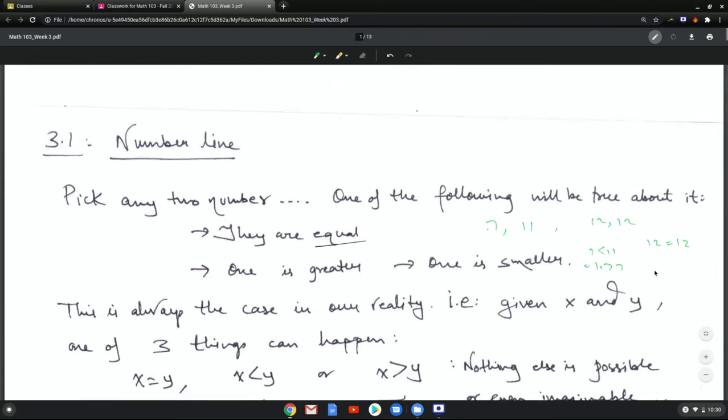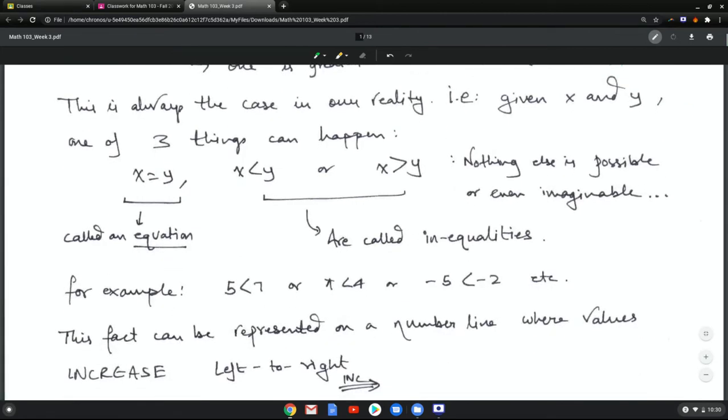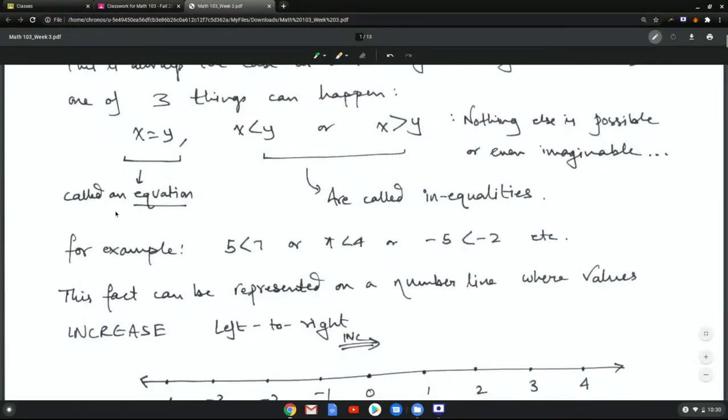That is, given x and y, one of three things can happen: x equals y, x less than y, or x greater than y. Nothing else is possible or even imaginable. The x equals y case is called an equation because it's an equal sign. And the other two cases, x less than y or x greater than y, are called inequalities because they're not equal, they're unequal. For example, 7 less than 5 less than 7, pi less than 4, or negative 5 less than negative 2. I'm just pointing out here that with negative numbers, it looks like 5 is bigger, but negative 5 is smaller, right? Because it's more negative.